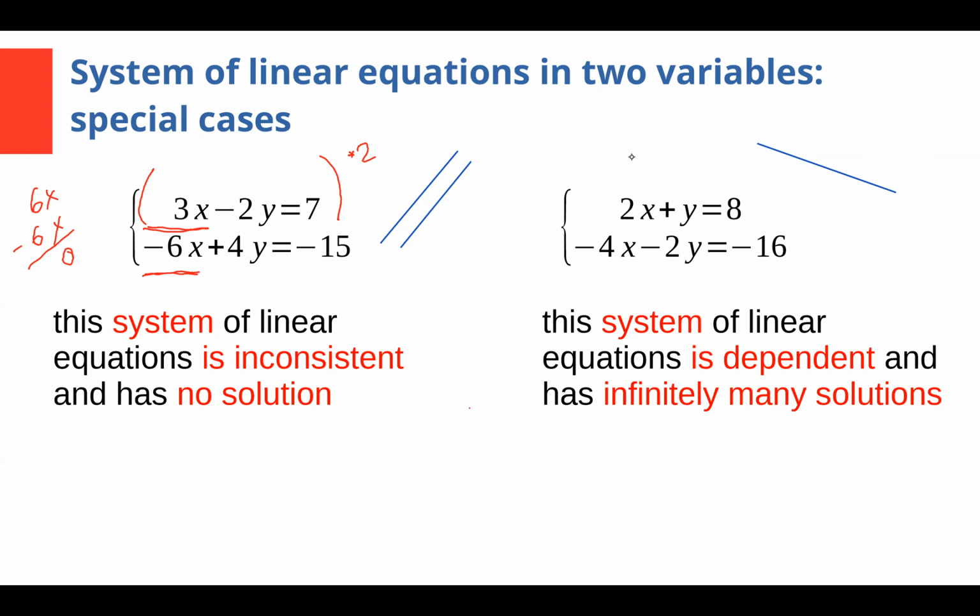This is what I need to do. Let's go ahead and do it. So 3 times 2 will be 6x, minus 2 times 2 will be 4y, equals 7 times 2 is 14. The second equation I'll copy over.